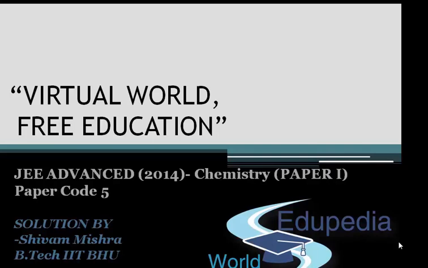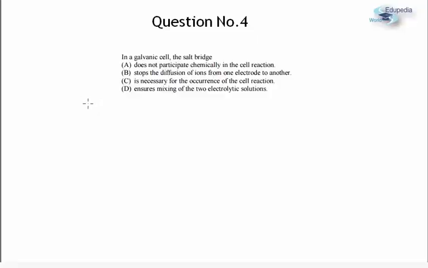Today we'll be discussing the solutions to IIT JEE Advanced 2014 Chemistry Paper 1. The paper code which we are using is 5. So in case you have the code, you can follow the questions from there. Let us look at question number 4.